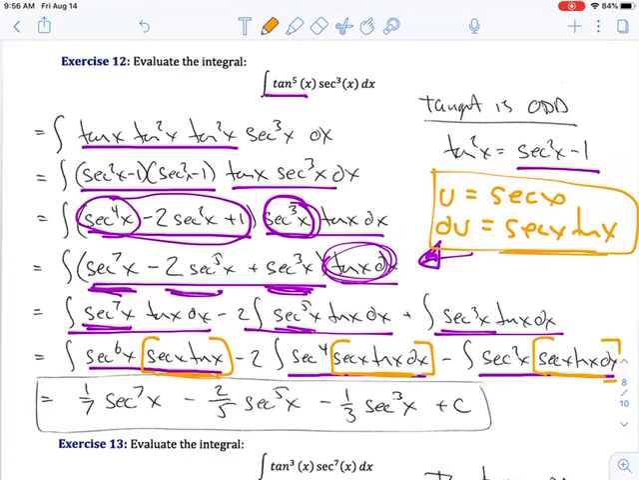All right, from here, I didn't actually show the U-substitution, but you can do it in your head. Secant to the sixth becomes secant to the seventh times 1/7. Secant to the fourth becomes secant to the fifth times 1/5 times 2 is 2/5. Secant squared becomes secant cubed times 1/3. And there we have it.